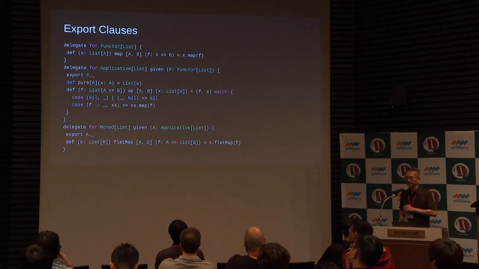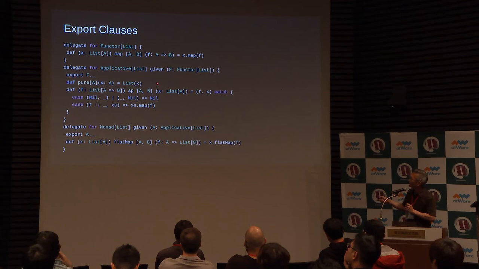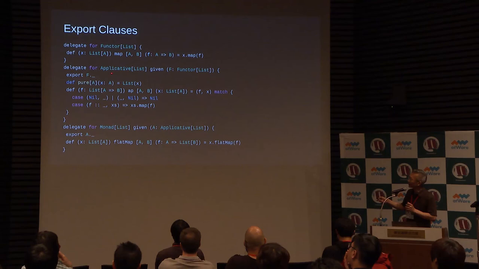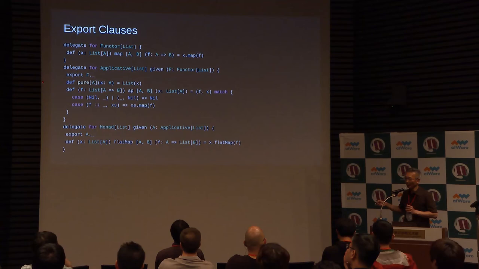So that way, after it exports, it satisfies this applicative trait. The applicative trait needs map, needs pure, and needs ap. Without this export F, the compiler will fail because it does not have this map method.